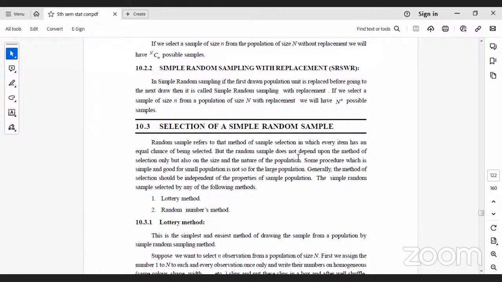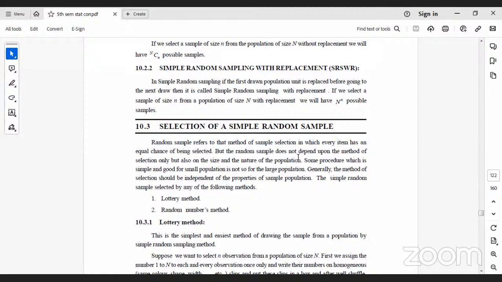Then the selection of a simple random sample. Random sample refers to the method of sampling in which every unit has an equal chance of being selected. But randomness does not depend upon the method of selection only, but also on the size and nature of the population. A procedure which is simple and good for a small population is not good for a large population. Generally, the method of selection should be independent of the properties of the sample population. A simple random sample can be selected by any one of the following methods.